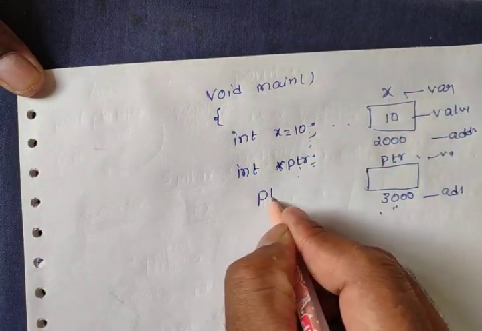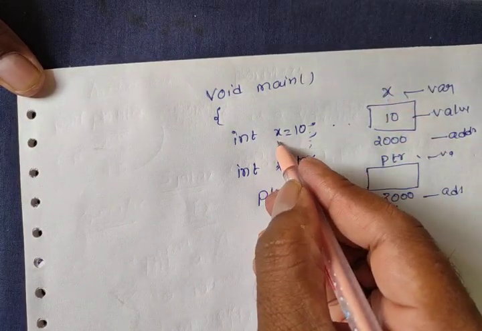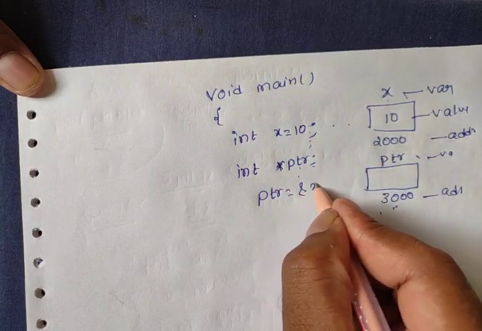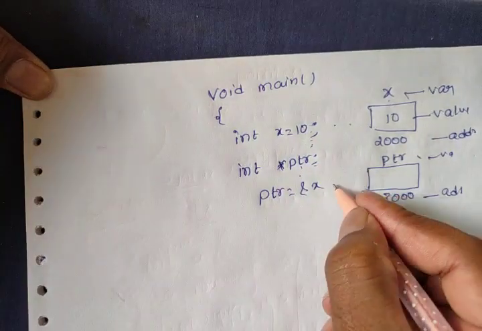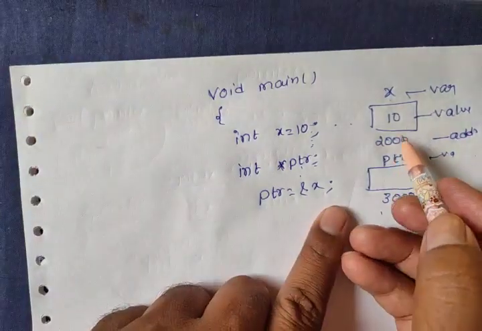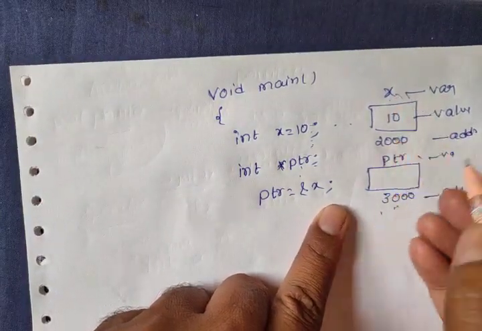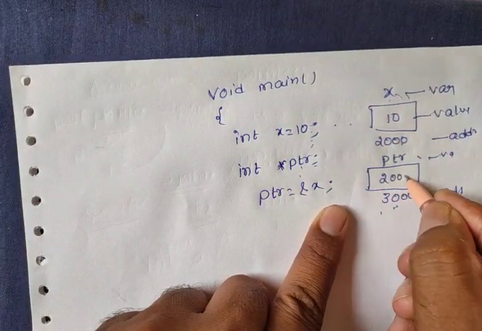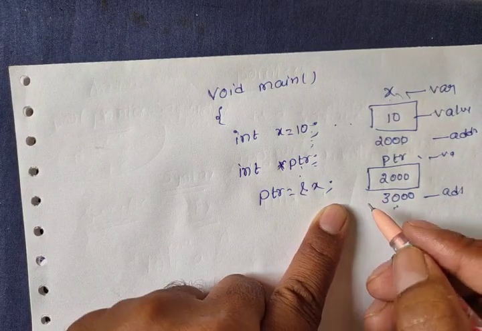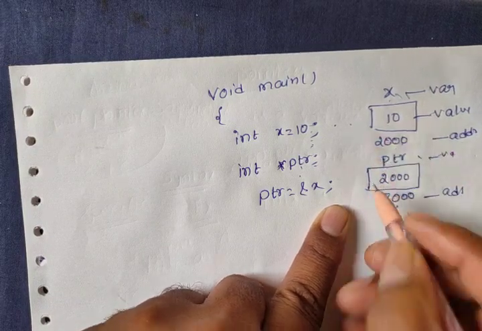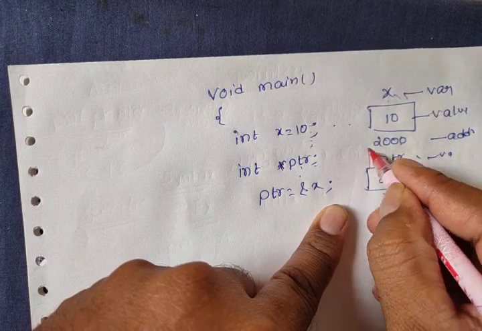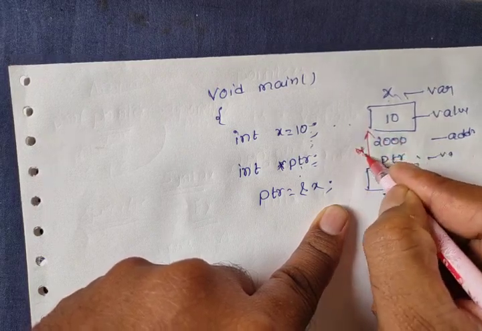Now ptr = &x, I would like to store the address of x. That means, what is the address of x? The address of x is 2000, so 2000 will be stored in ptr. This is the pointer. Now how does it point to the value? If you want to access the value, you use the star symbol with the pointer.